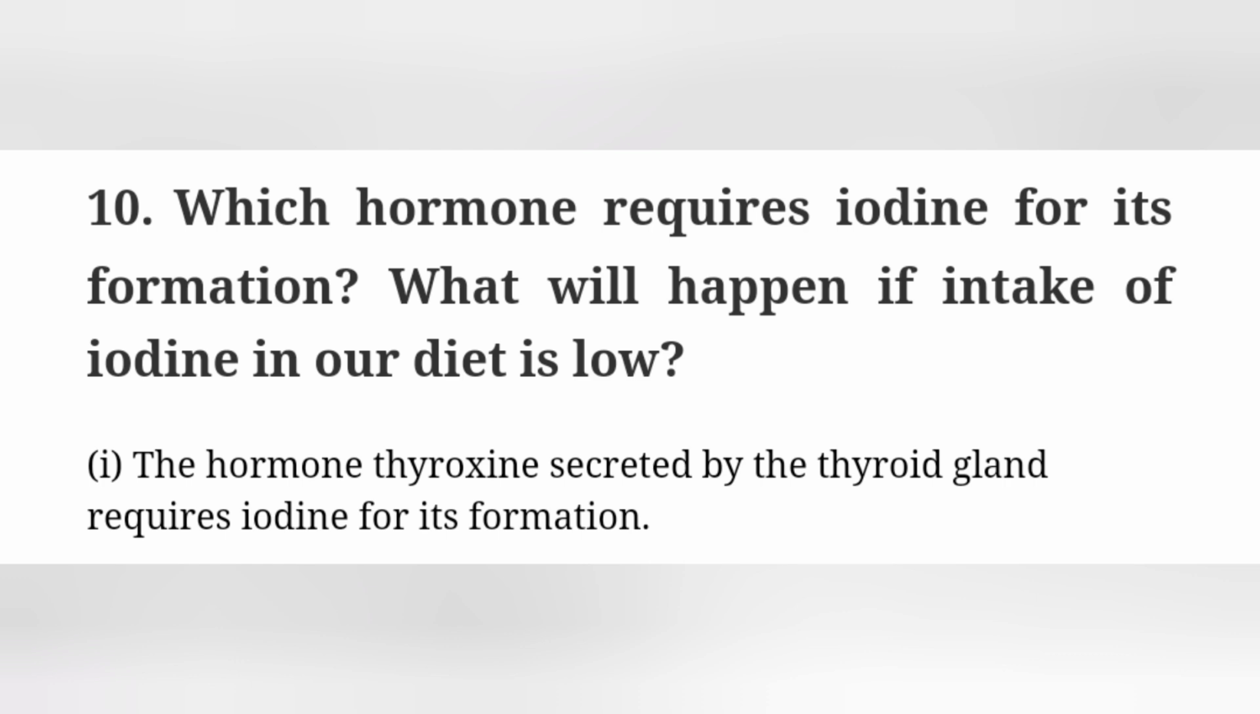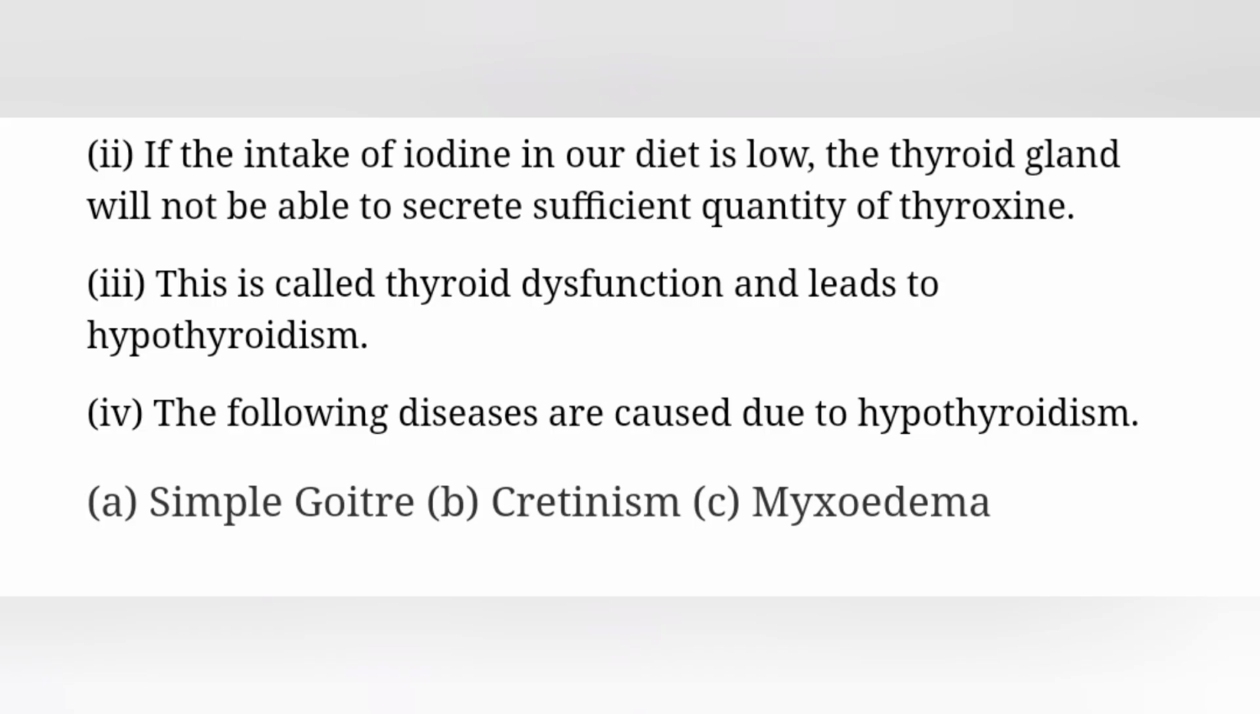Tenth question, which hormone requires iodine for its formation? What will happen if intake of iodine in our diet is low? First point, the hormone thyroxine secreted by the thyroid gland requires iodine for its formation. Second point, if the intake of iodine in our diet is low, the thyroid gland will not be able to secrete sufficient quantity of thyroxine.